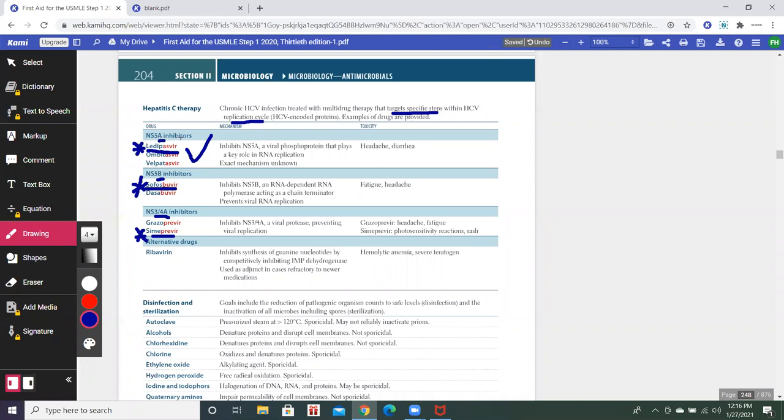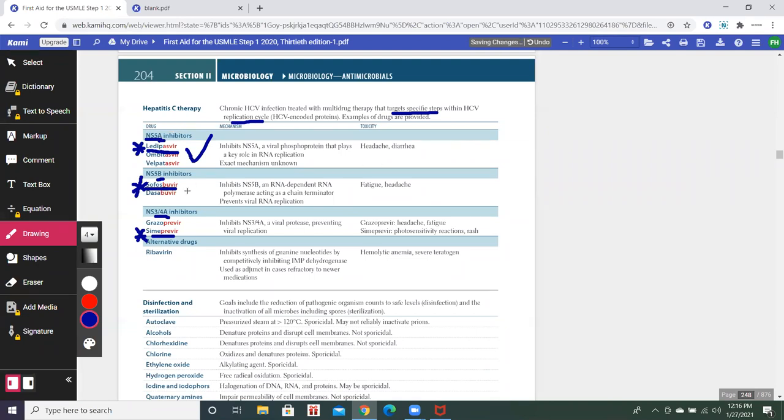For example, NS5A inhibitors, 5A for PA, that is ledipasvir, inhibits NS5A, which is a viral phosphoprotein that plays a key role in RNA replication. You do not have to remember the mechanism of action. If you can only remember NS5A, that's enough.